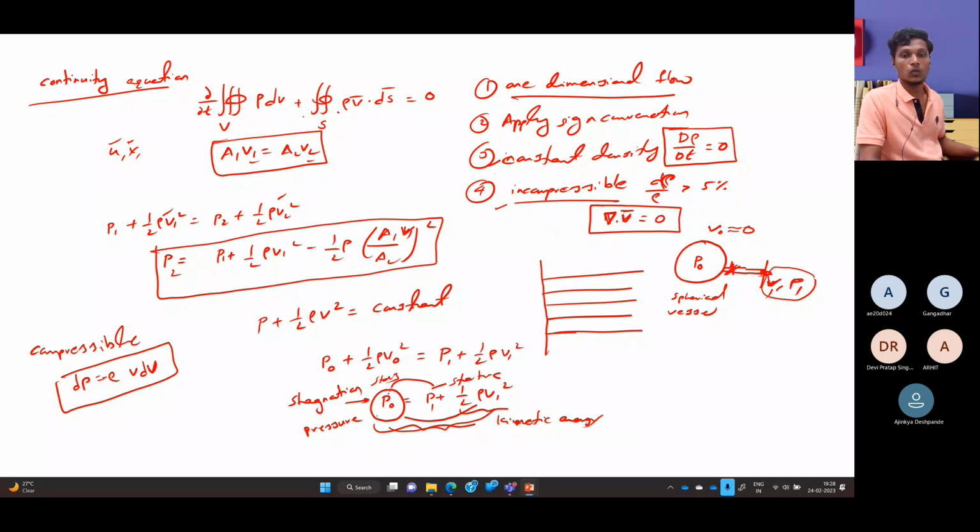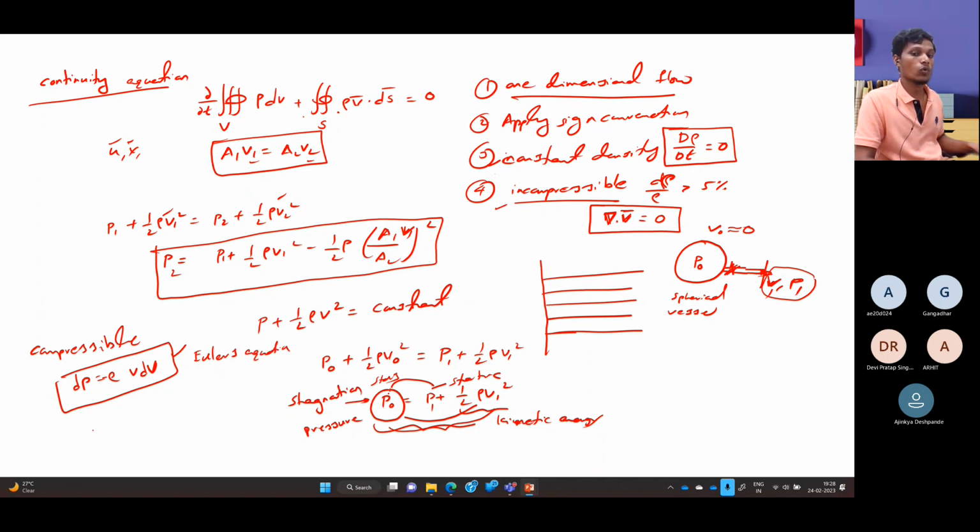So P naught equals P1 plus half rho V1 square is valid only for incompressible flow. For compressible flow, if you want to make a relation between stagnation pressure, static pressure and kinetic energy, you have to definitely take it from the compressible relation, that is Euler's equation. You should not come from Bernoulli's equation, because there the density, as we already stated, should be constant.